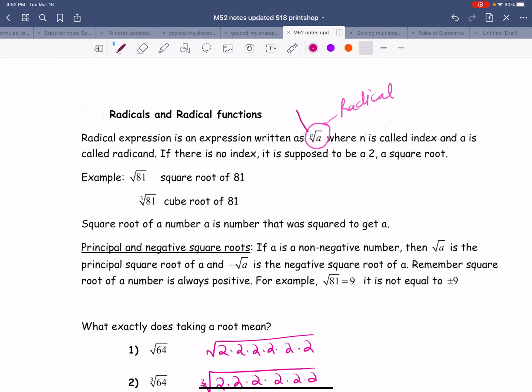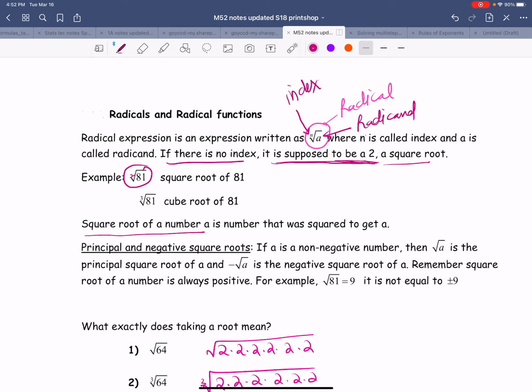The number in the pocket is called the index, and the number inside is called the radicand. Radicand, index and radicand. Okay. If there's no index, it is supposed to be a square root, a 2 in there. For example, square root of 81, there's nothing in the pocket. There is a hidden 2 in here. That's not necessary to write. So when the index is missing, it is automatically considered that it's a 2.